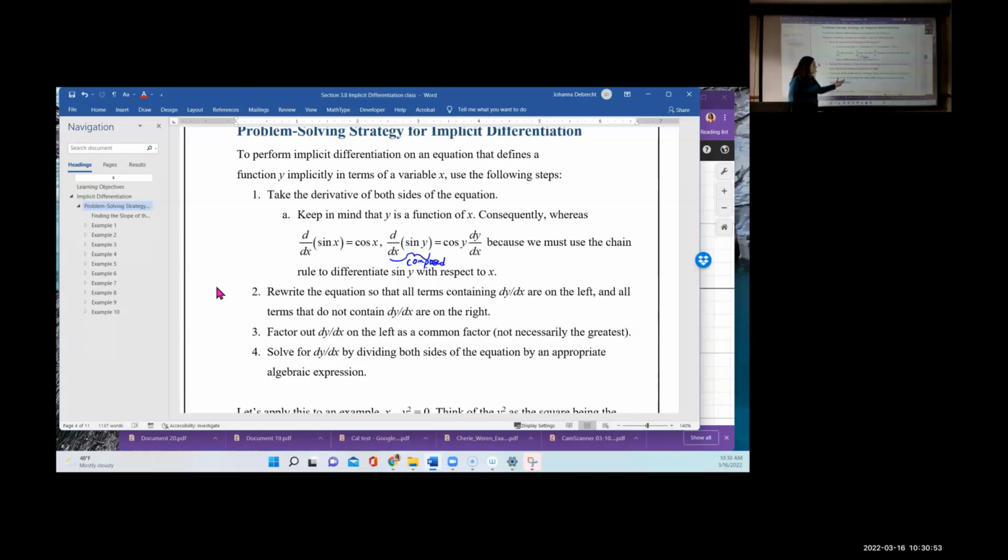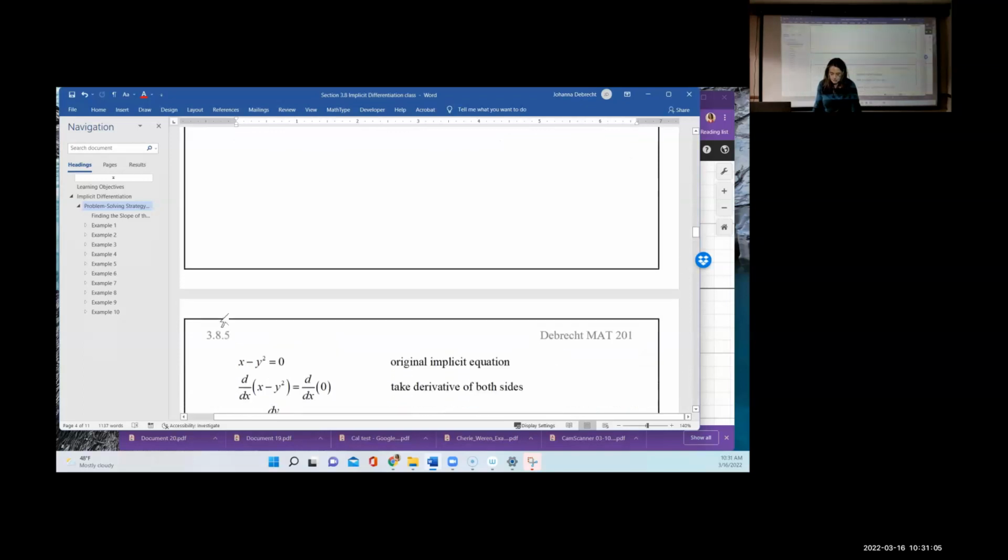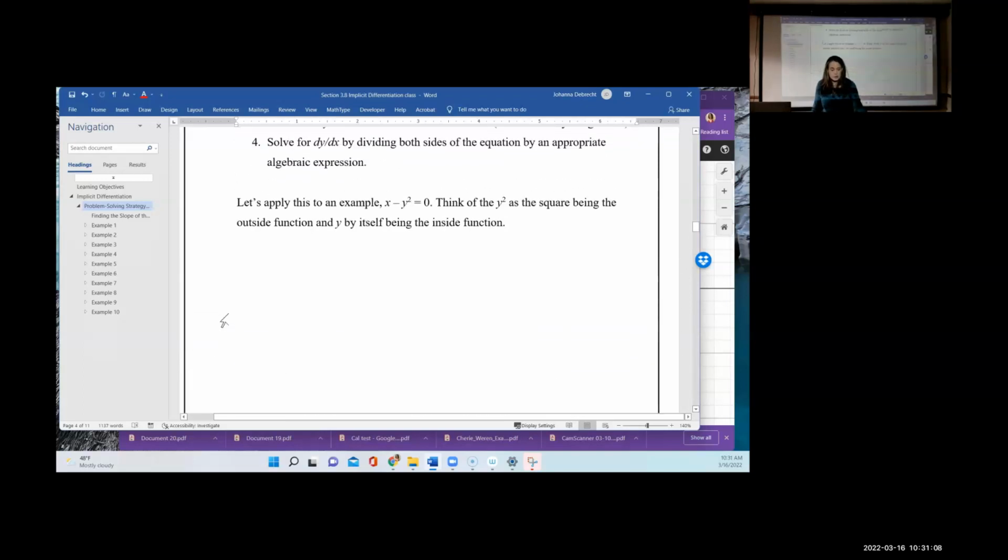So we pull out just dy/dx, and then we divide both sides by its factor, whatever the algebraic expression is. So let's do this based on the formula x minus y squared. We're going to think of the y squared as being the square of an outside function, with the inside function being y by itself. We're not going to write it in explicit form. Remember, you can write it in explicit form, but this is implicit form.